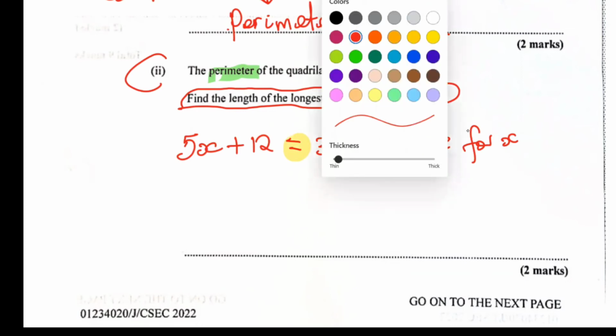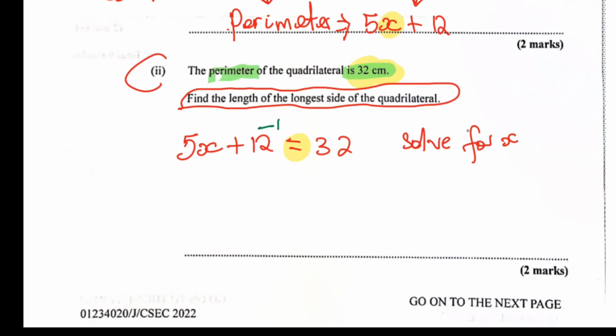So let me change the marker for that. Maybe a green. We'll subtract 12 from both sides. So we're left with 5x, which is equal to 20. And then in order to find x, you'll divide both sides by 5. So x is equal to 4.